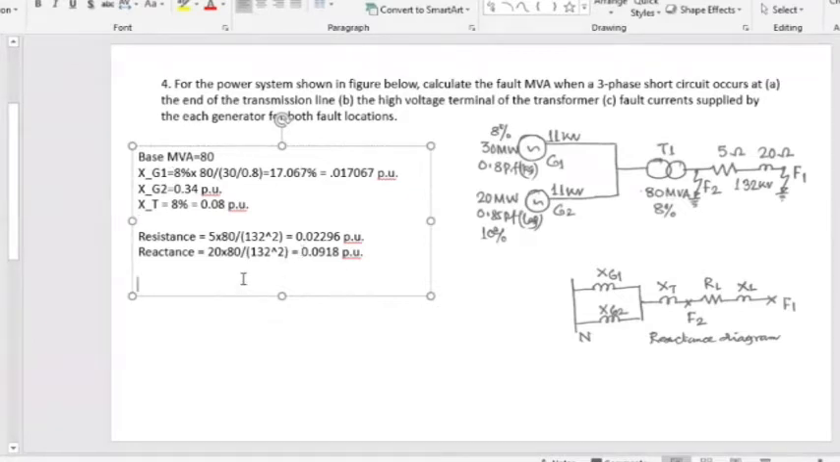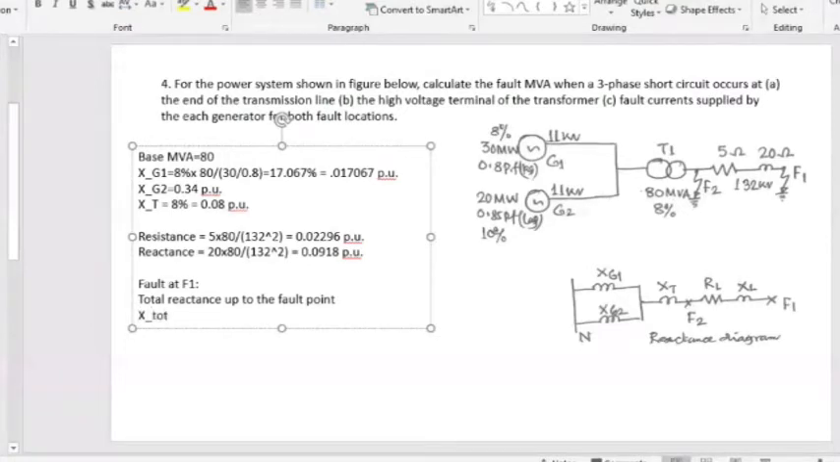So once we have this, we can now calculate for a fault at F1. So total reactance up to the fault point, we write it as X total. Let's say X total 1 in this case, because we have two faults and we are considering the first one. So what's the value of this X total 1 in per unit? You tell me.